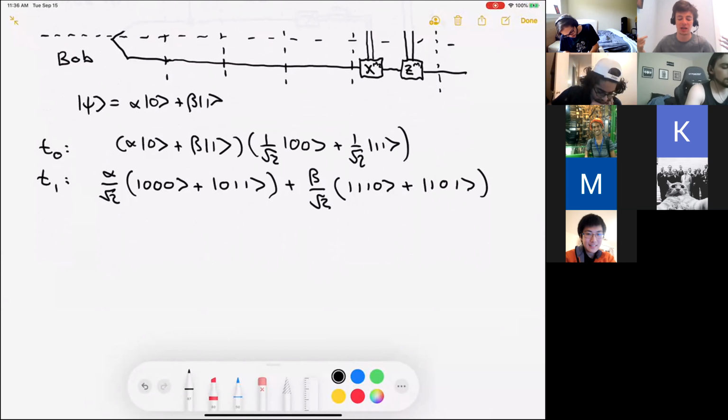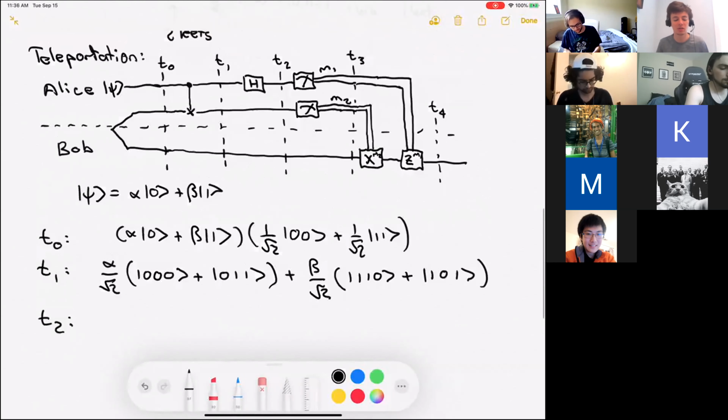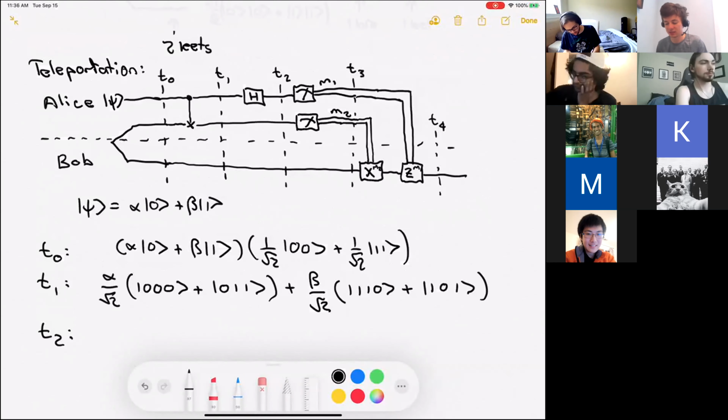Seemingly, we now have some sort of complicated seeming state. It doesn't seem like we've made terribly much progress yet, but we're actually starting to. Let's now go to T2. Okay, so what happens to T2? We apply a Hadamard gate to the first qubit.